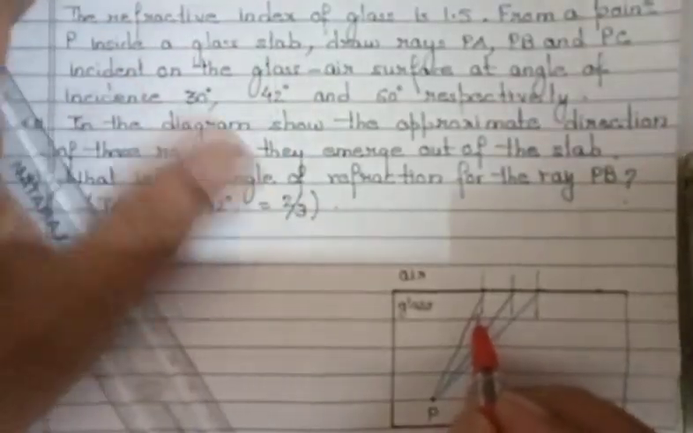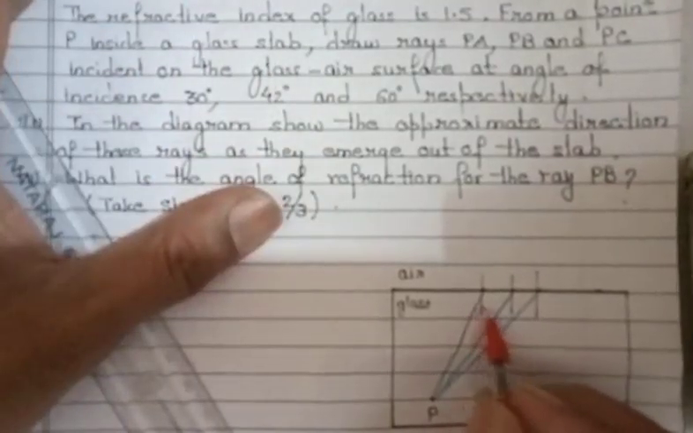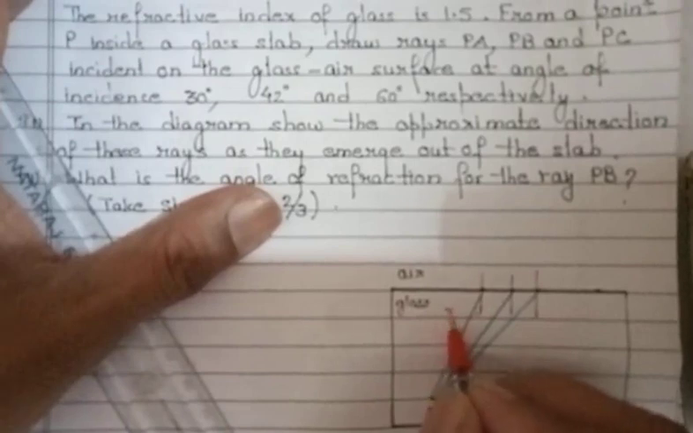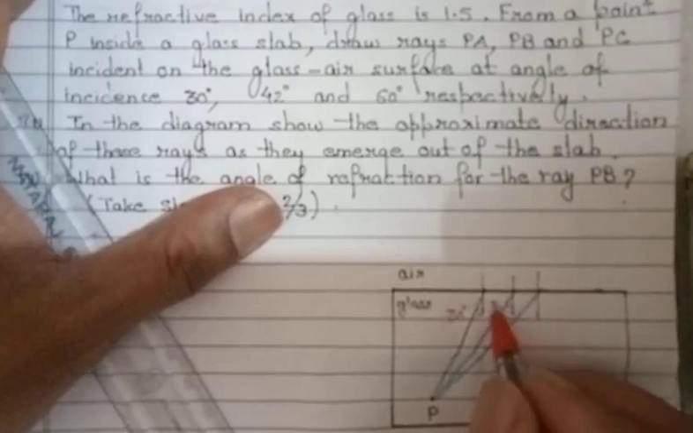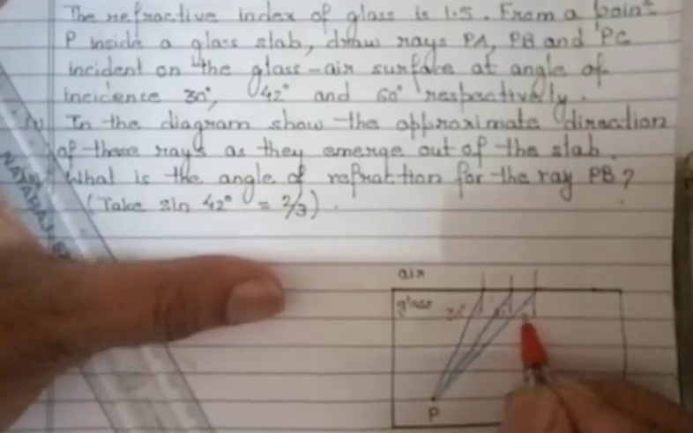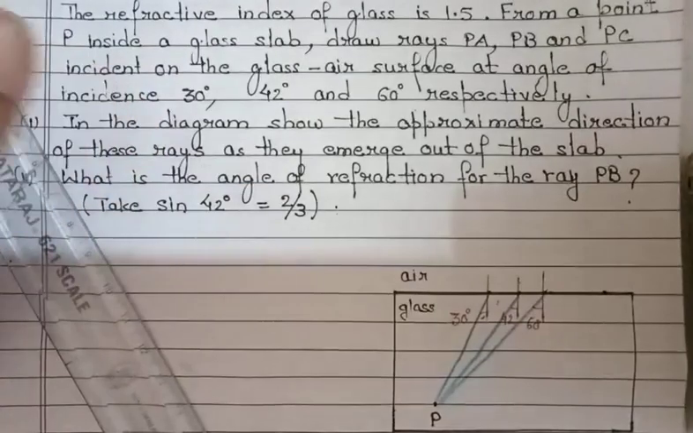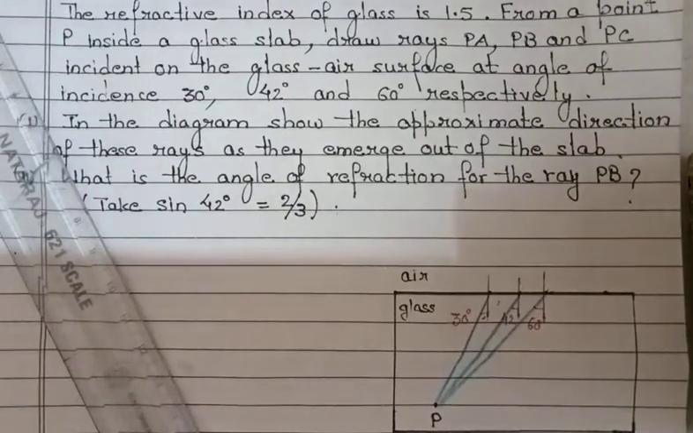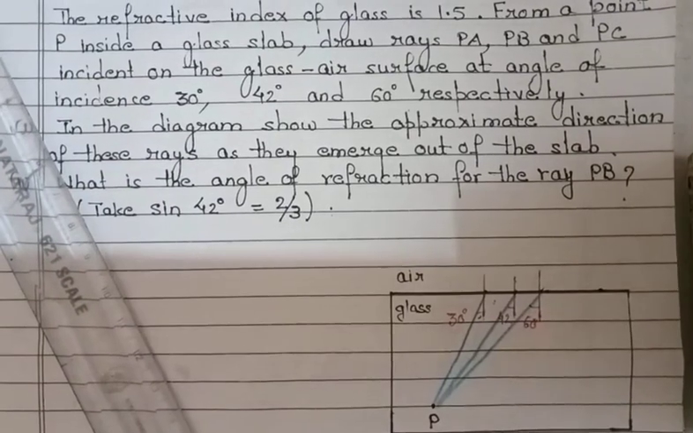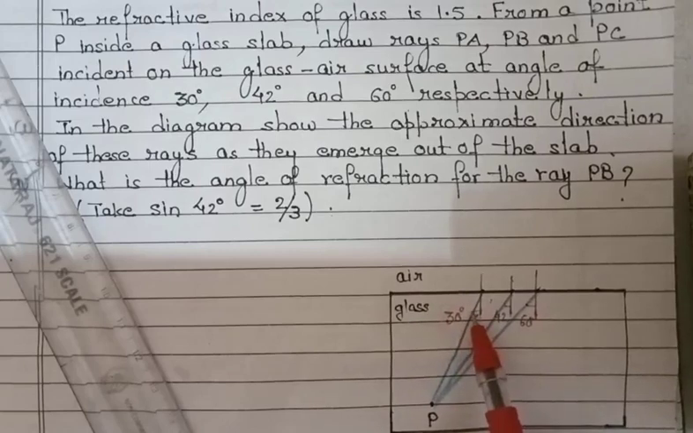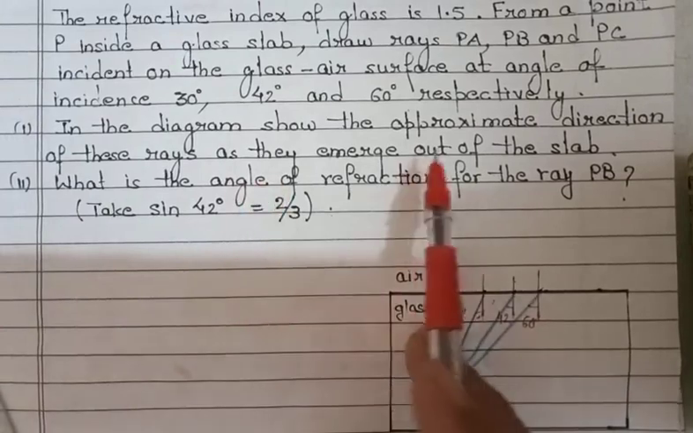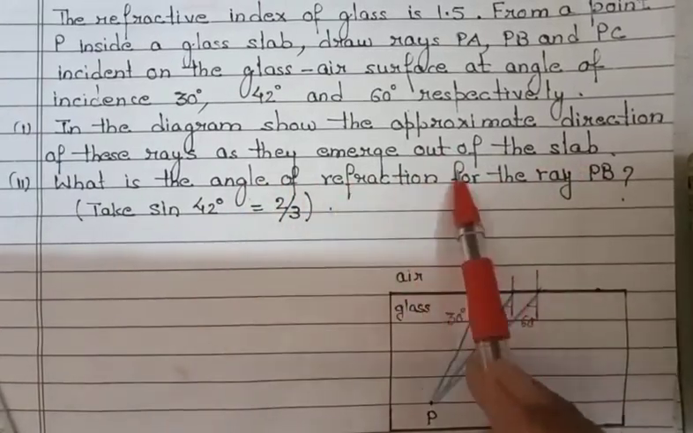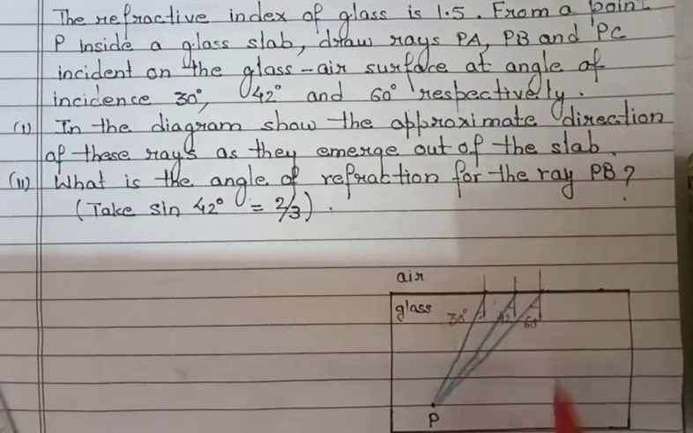For the first ray here, angle of incidence, this one is 30 degree. For the second ray, this one, angle of incidence is 42. For the third ray, angle of incidence is 60 degree. Okay, now after marking these angles of incidence, first one 30, second 42 and then 60, now we have to show the approximate direction of these rays as they emerge out of the glass slab.